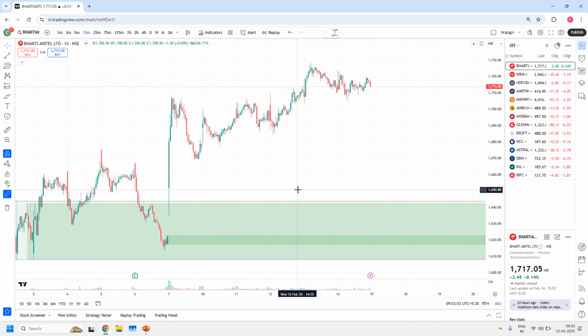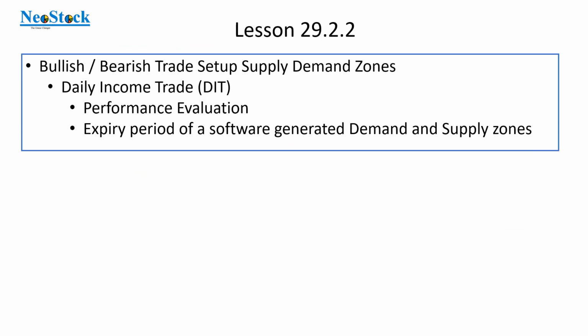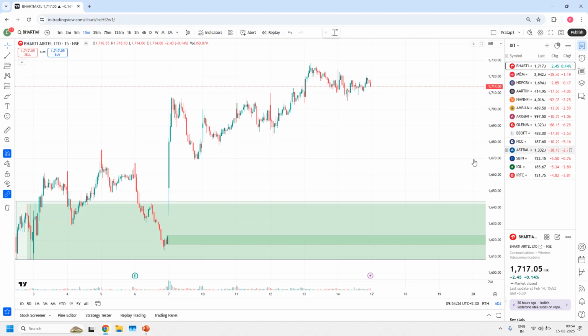But during this week, did prices really enter this zone? No. That means we did not get a trade opportunity in this zone, right? Suppose in the next trading session prices enter this zone, can we take a trade? Is it still valid? This is the question most of you might be having. That's why I told you, understanding the expiry period of these software generated demand and supply zones is very, very important. Otherwise, you will blindly take trades from these zones, and finally it may hit your stop loss. First of all, is it still valid? How long will this zone be valid?